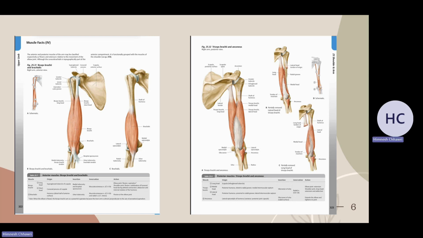Then we have the brachialis. The brachialis originates on the humerus, on the distal half of the anterior surface. Distal half, anterior surface, brachialis here. Here, distal surface of the humerus, and inserts into the ulnar tuberosity.